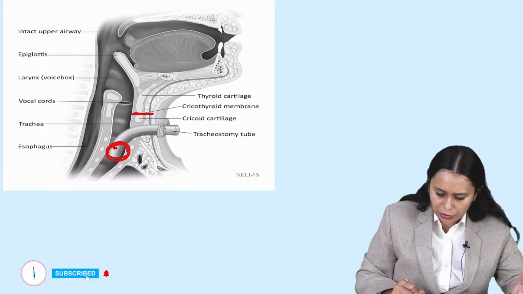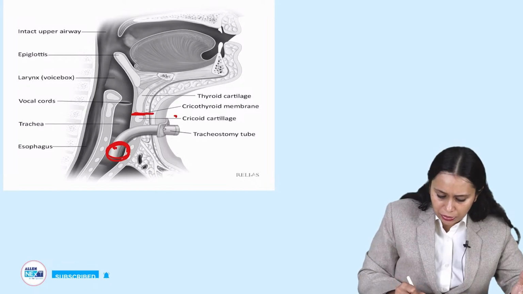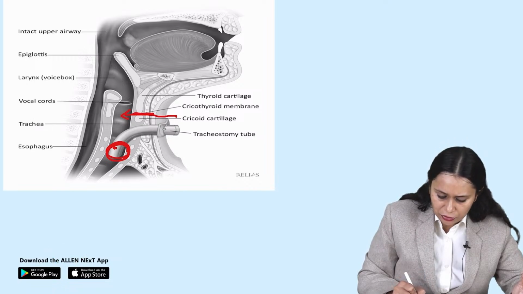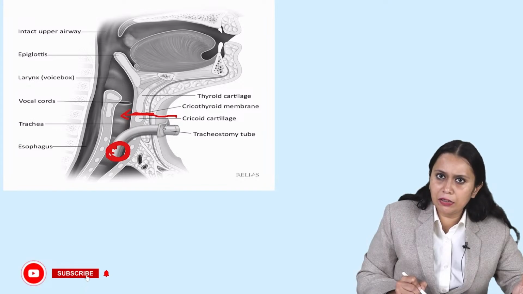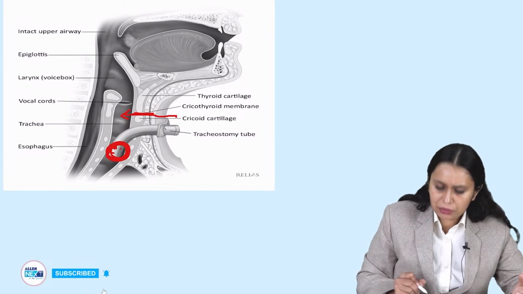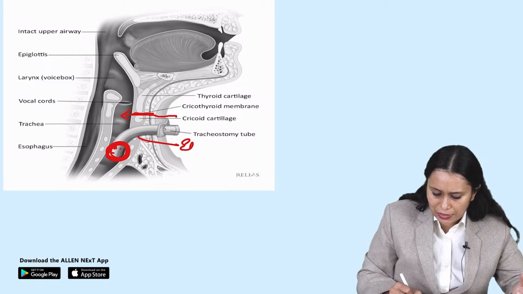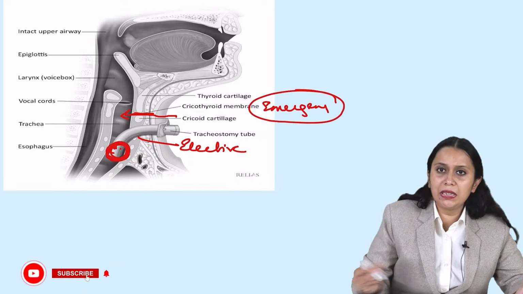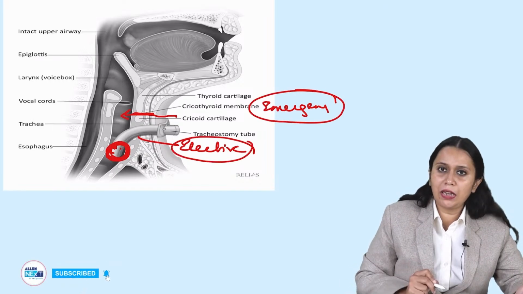This is the cricothyroid membrane. For cricothyroidotomy, we make a hole and go into the airway by this path. And for tracheostomy, we have to make a hole between the second and third tracheal ring, or first and second tracheal ring. It is made in the trachea. This is elective, right? And cricothyroidotomy is emergency. It can be done immediately. This requires some time. Okay.